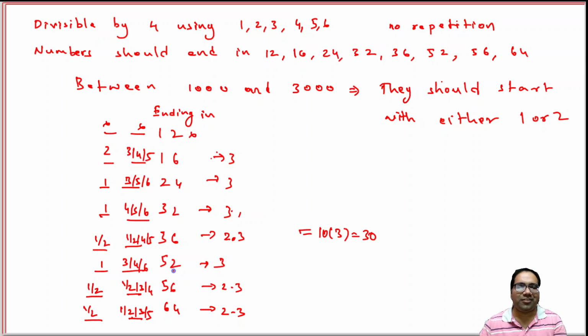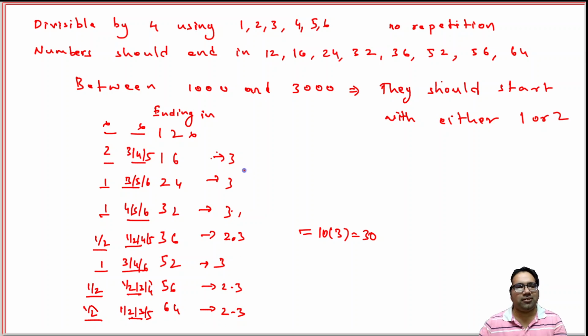And 52, the final two digits are 52, 2 we have used. So only 1 we can use and we have three options here. Again 56. Again 1 or 2 we can use. And here two options and here three options, because if we used 1 here, then we can use 2 here. If we had used 2 here, we can use 1 here. So we have three options, 2 into 3. Similarly, 64 also, 1 or 2 here, and again three options here.